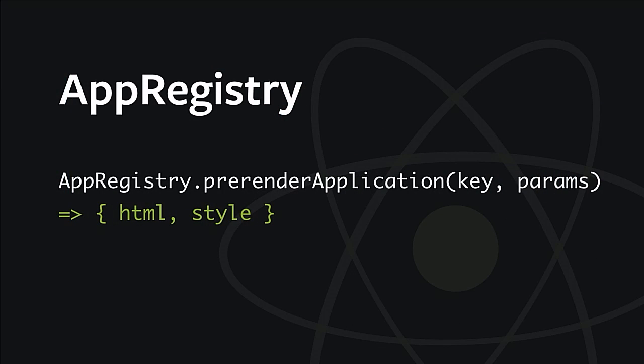So you can render this on the server with an extension I made to AppRegistry, which is pre-render application. That returns a string of HTML and a string of your styles. And those styles are only the styles that you need to render the HTML that it sends back. So it's kind of like automatic slimming down of your CSS to be exactly what you need to render the HTML in your app.